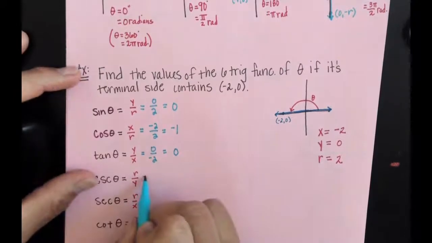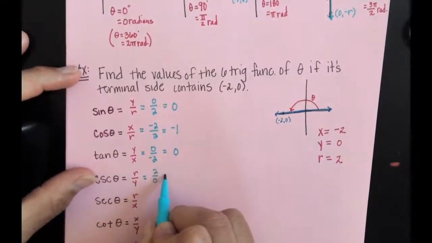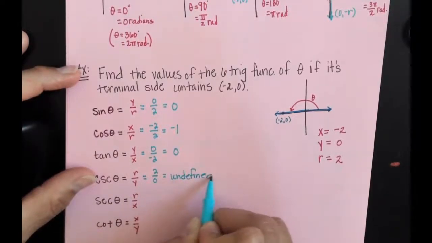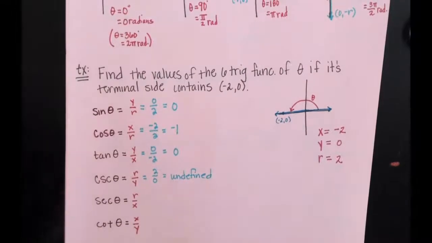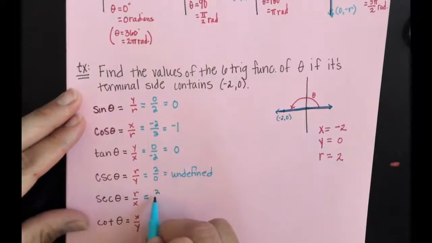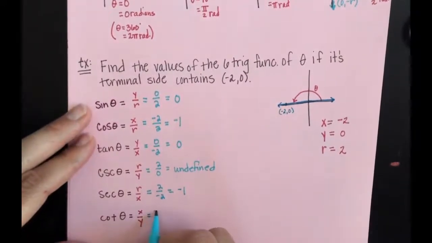We're going to deal with now our reciprocal functions. So 2 over 0 is undefined, can't happen. Falls out of what the domain is allowed to be, because can't have 0 in the denominator. We have 2 over -2, which is -1. And we have -2 over 0, which again is undefined.